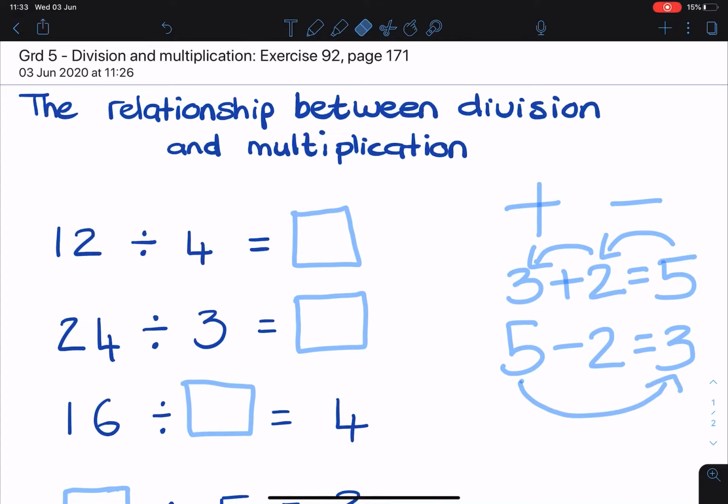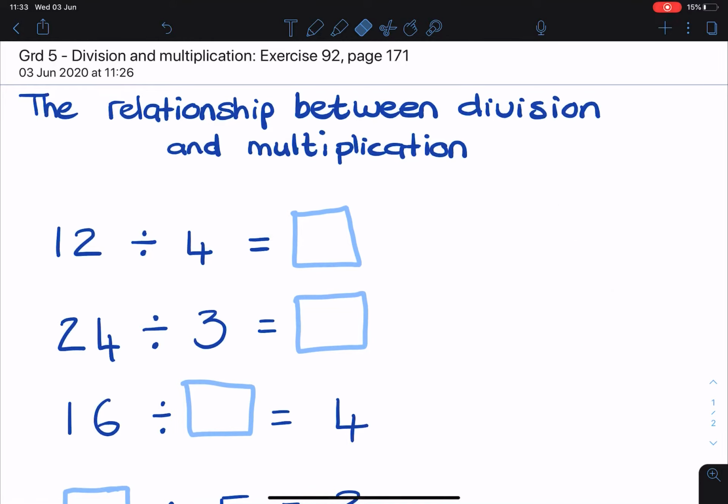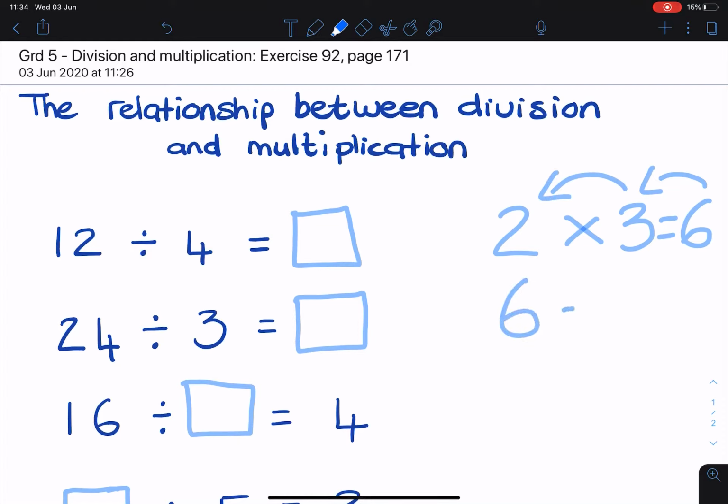Just as they work together, times and divide also work together. For instance, 2 times by 3 is 6. If we go backwards, 6 divided by 3 is 2.